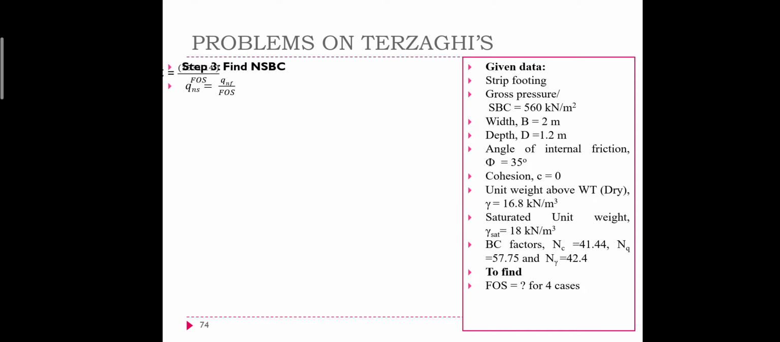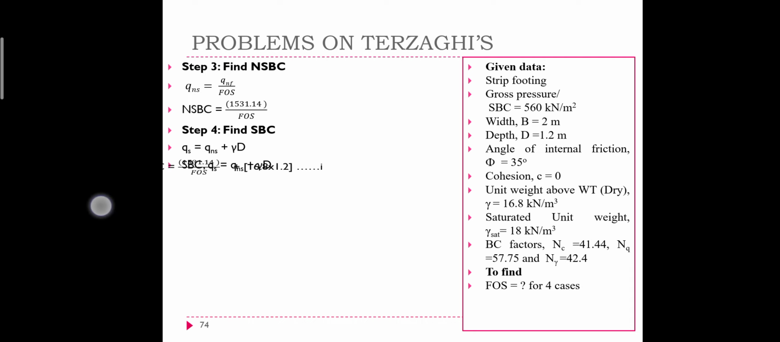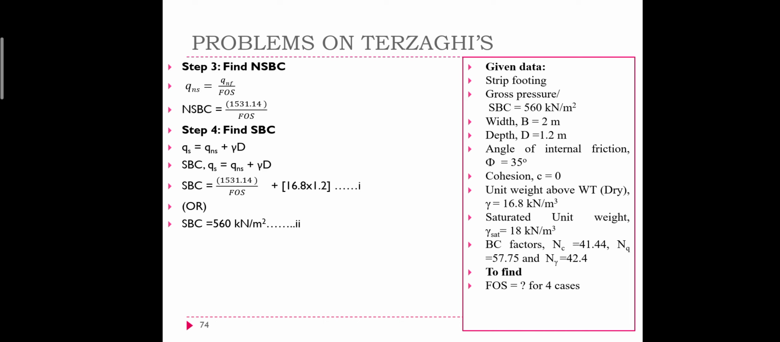So you'll get NSBC, just divide NUBC by factor of safety. What is SBC? Just add gamma D to the NSBC. So I'll get this equation, and it is also given for SBC in the question. So equating these two terms, we will get another term, that is the factor of safety is equal to 2.83.